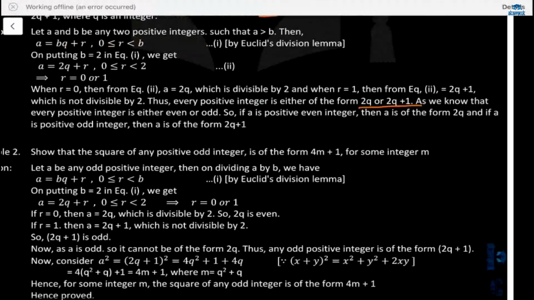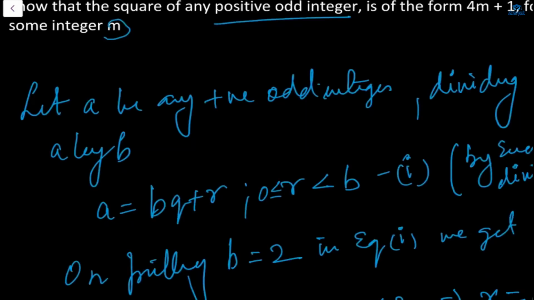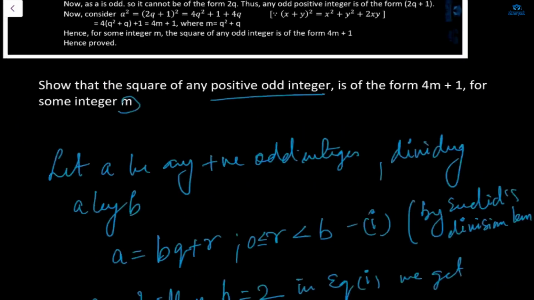Now, show that the square of any positive odd integer is of the form 4m plus 1. We have to show that the square of any positive odd integer, and it is talking about only positive odd integers, is of the form 4m plus 1, where m is any integer.